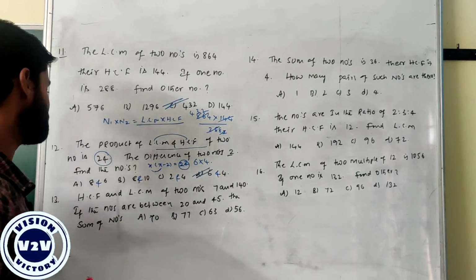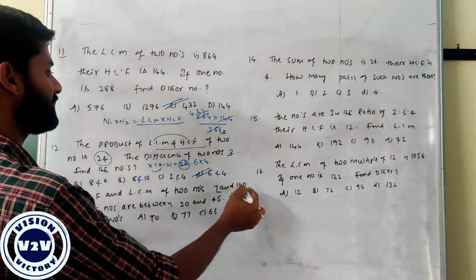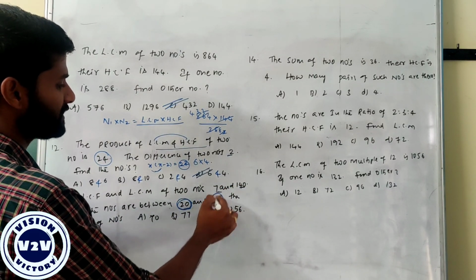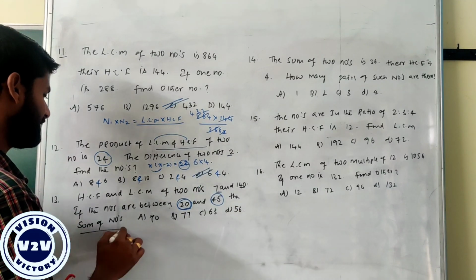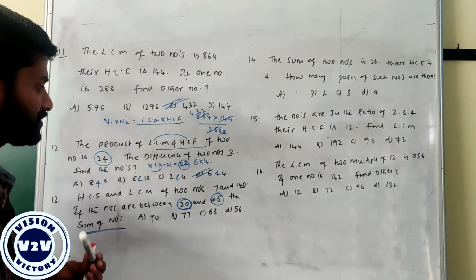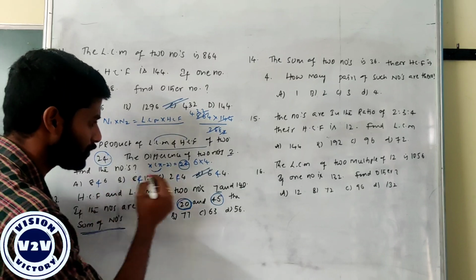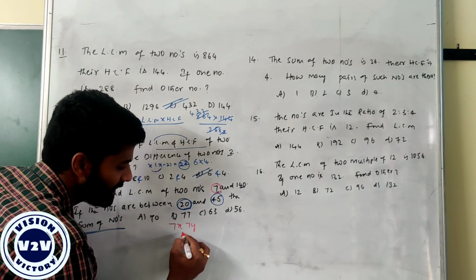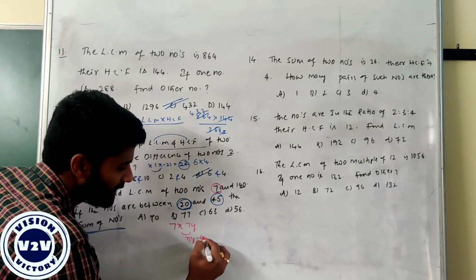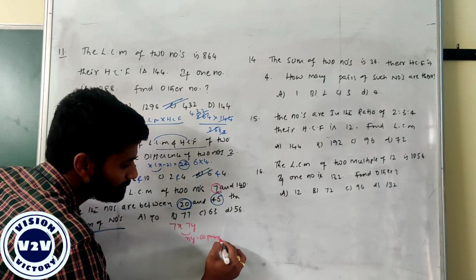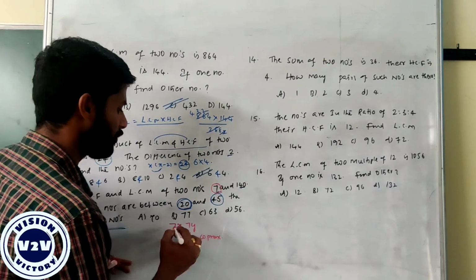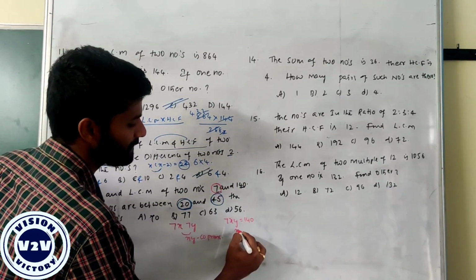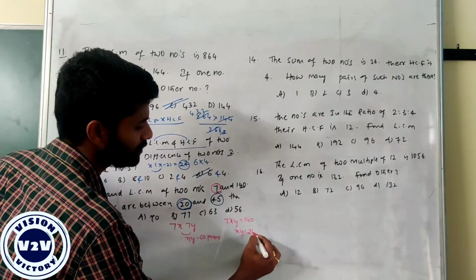Okay, the HCF and LCM of two numbers are 7 and 140. The numbers are between 20 and 45, then find the sum of the two numbers. So in this question, I just go with the HCF concept. Its HCF is 7, so the numbers are 7x and 7y, and x and y are co-prime. That is the information. So the LCM of these two numbers, 7xy, is equal to 140. Then xy is equal to 20.